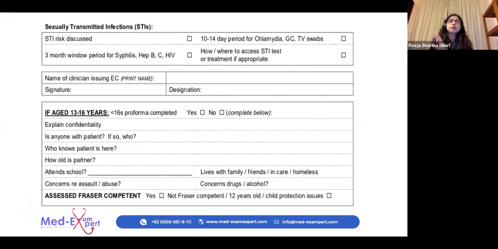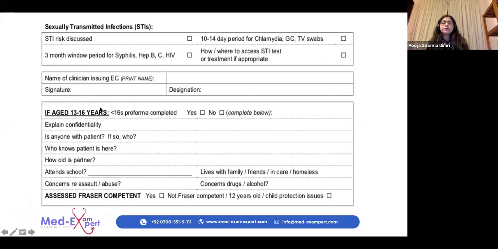So if it's an unknown person or a person she is not familiar with, you should repeat a swab. It has to be taken 10 to 14 days for the GC, chlamydia and TV, and 3 months for syphilis, hepatitis B, C, and HIV. And then see this part.